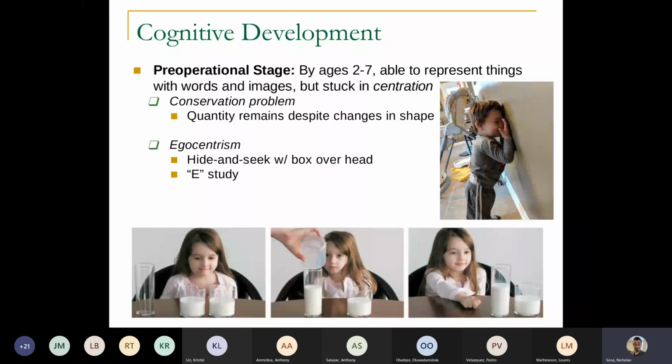Now, we find that when children start moving beyond centration, they start developing what is known as a theory of mind.